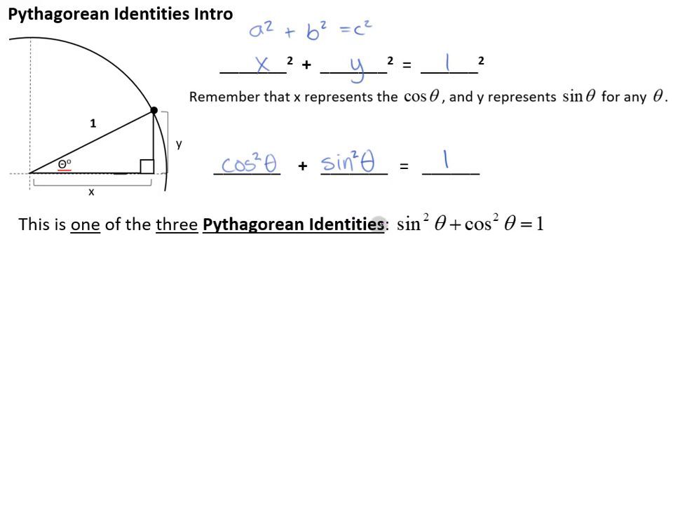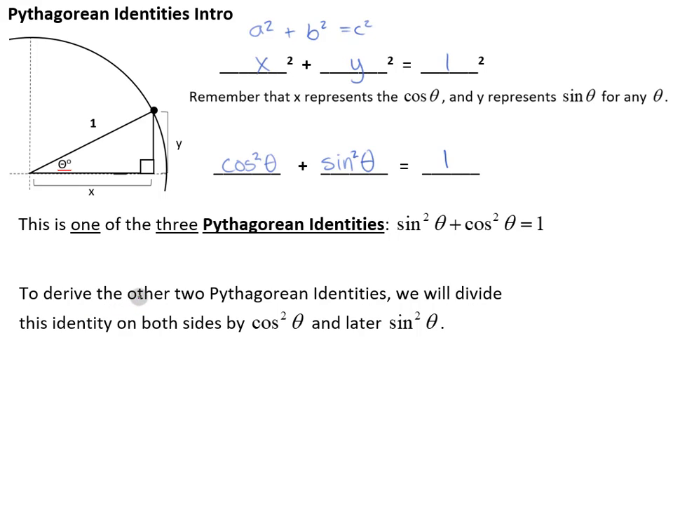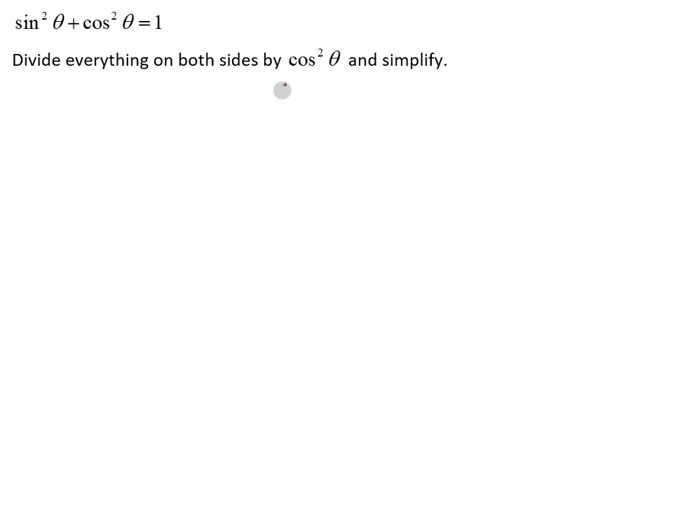And this is one of 3 Pythagorean identities. And as long as you remember this one, in a pinch you can derive the others. And to do that, which we're going to do in the next slide here, we'll divide this identity, sine squared plus cosine squared. I know I wrote it backwards here. It doesn't really matter which order. We're going to divide each side by cosine squared and sine squared. Okay. So sine squared plus cosine squared equals 1. Again, the order of these two is not important, but if you add the squares of them together, it equals 1. We're going to divide everything on both sides by cosine squared and simplify.